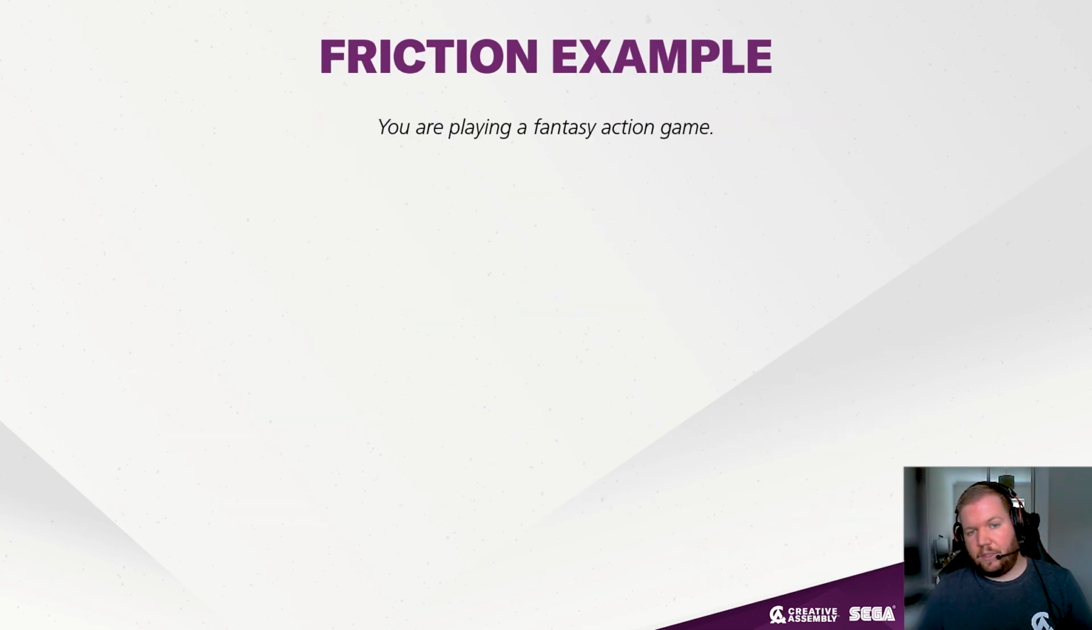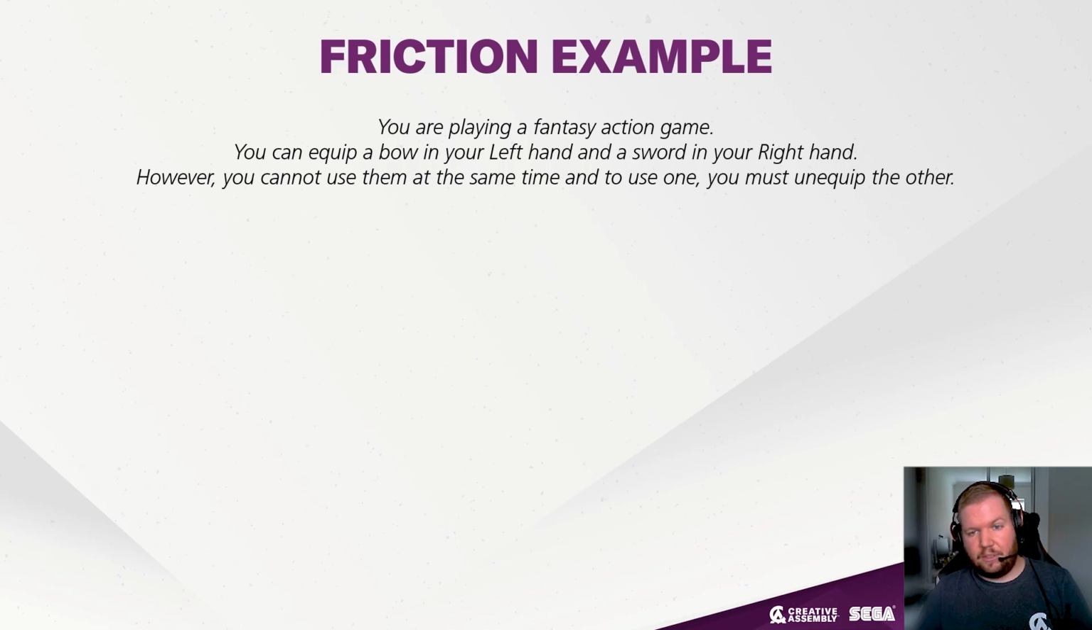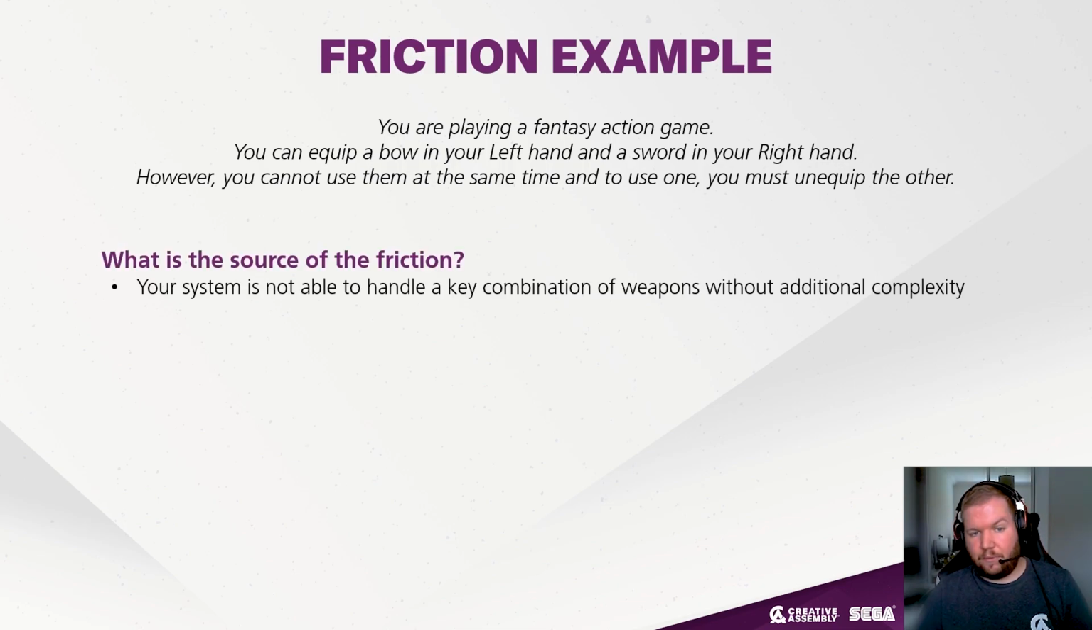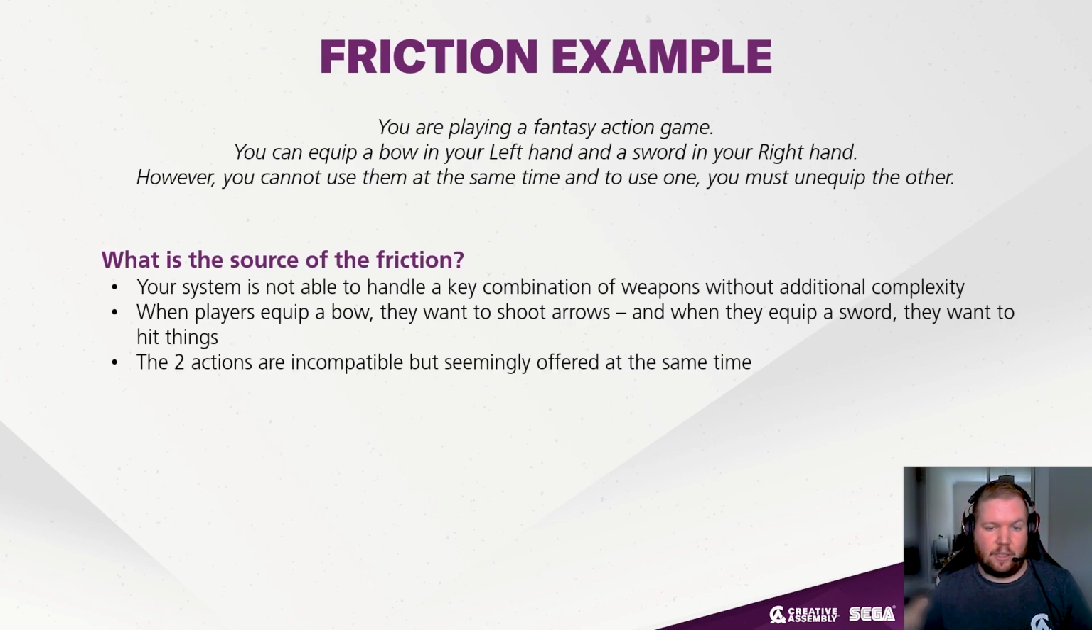A good example of friction is that you're playing a fantasy action game, you can equip a bow in your left hand and a sword in your right hand, but you cannot use them at the same time, and to use one, you have to unequip the other. What is the source of friction here? Your system is not able to handle a combination of weapons without additional complexity. When the player equips a bow, they want to shoot arrows. When they equip a sword, they want to hit things with the sword. But the two actions are incompatible, yet seemingly offered at the same time to the player.